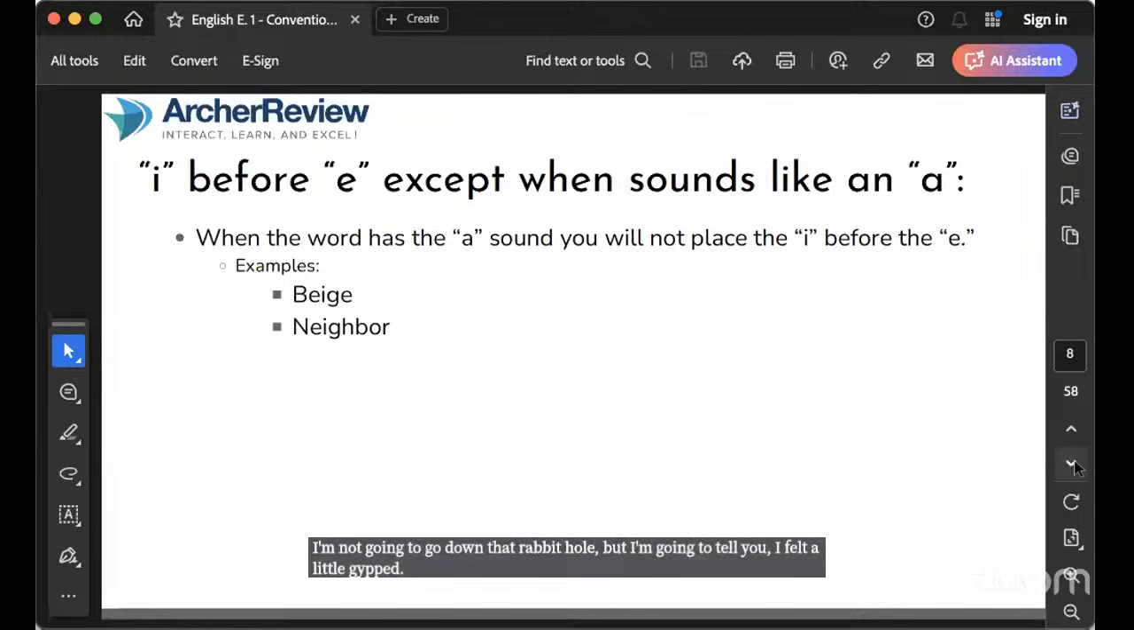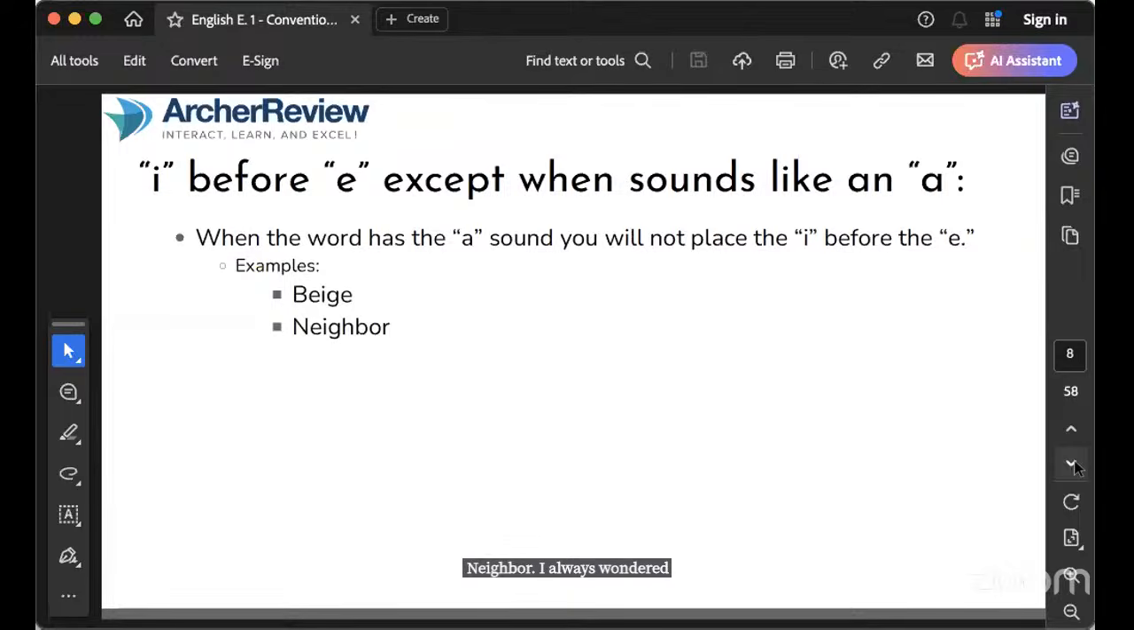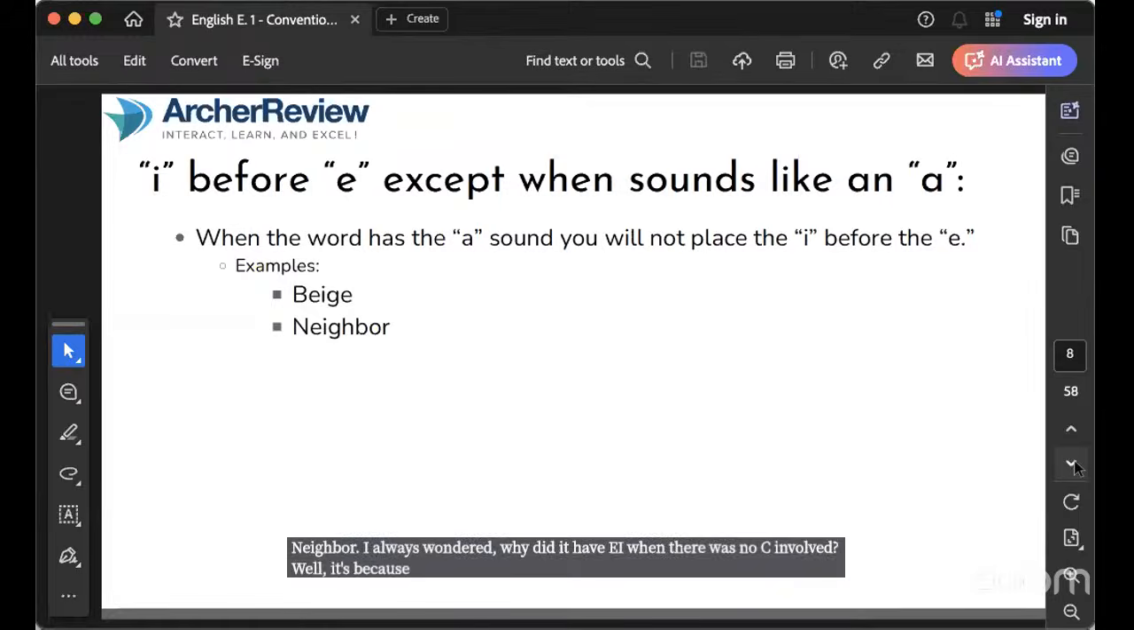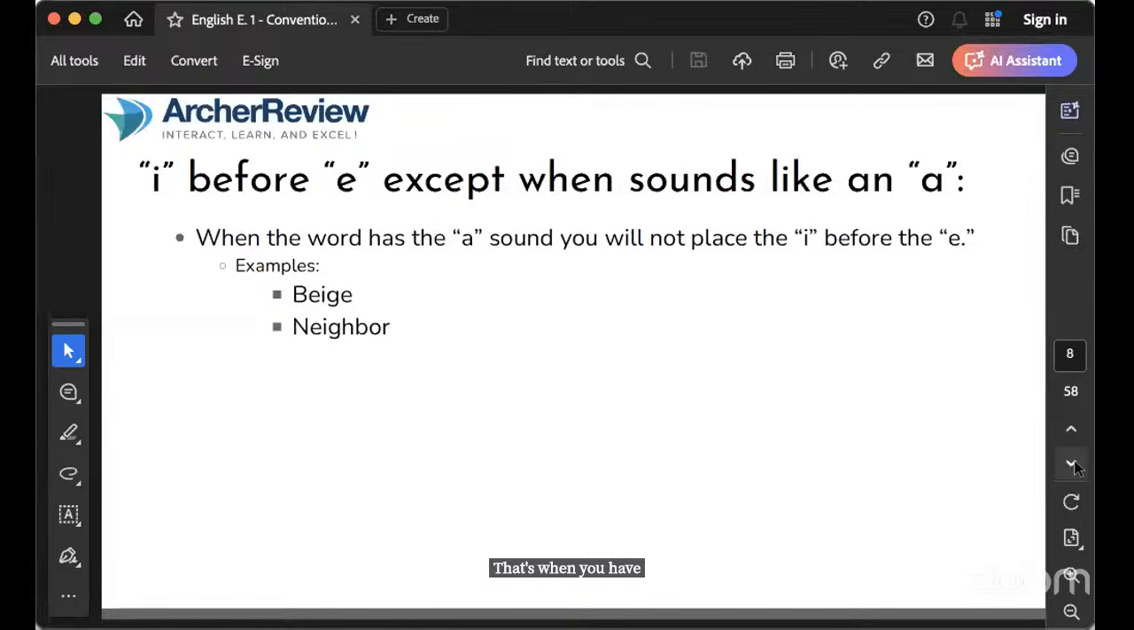Neighbor. I always wondered, why did it have EI when there was no C involved? Well, it's because when it's pronounced, it sounds like an A. And when it makes that phonic sound, that's when you have to keep the EI instead of the IE. Does that make sense? I really went on a spiral tangent with that. I was reliving some childhood trauma in vocabulary and phonics.